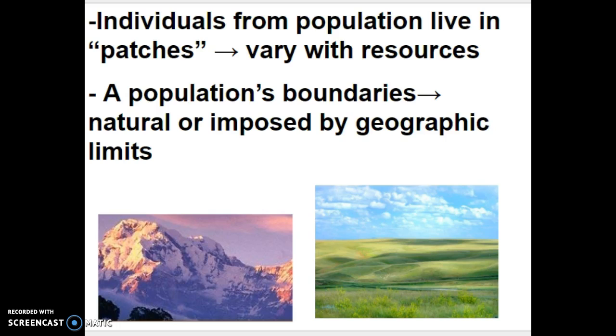The ecosystem is set up in patches. So individuals form populations in patches, and those patches can vary with resources. A population's limit or boundary can be either a natural boundary or it could be imposed by some sort of geographic limit. Generally, where the resources start to thin out in a population's area, that's the boundary of many populations out in nature.